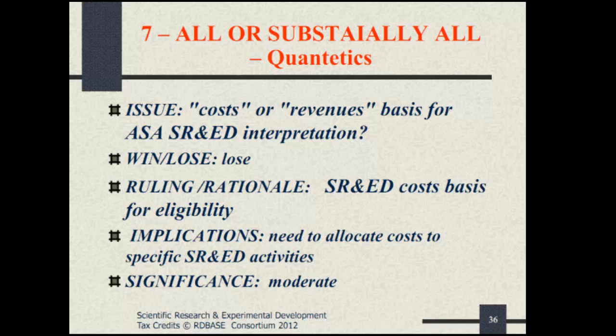As we know, all or substantially all is not really defined in the Income Tax Act. But CRA's interpretation is 90% or more. If 90% or more of your costs are related to SR&ED of a particular person, so if 90% of their wages are SR&ED, you can claim 100%.